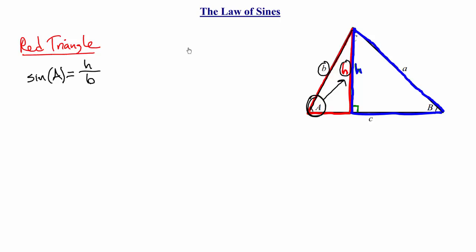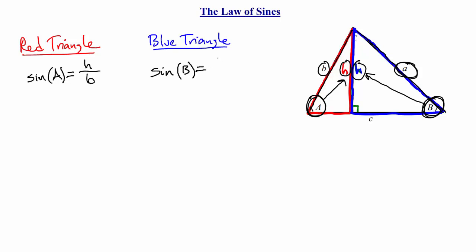And we can also go ahead and look at the blue triangle and write a similar expression about angle B. So if we were to stand at angle B, the opposite side is H, and the hypotenuse is this side A. So opposite over hypotenuse, the sine of angle B is H over A. Now both of these equations involve side length h. Right? They both have an h in them.